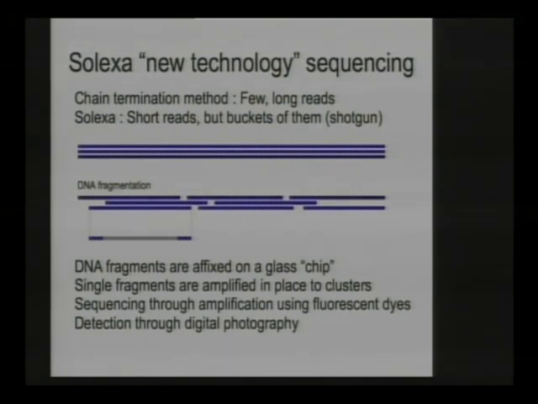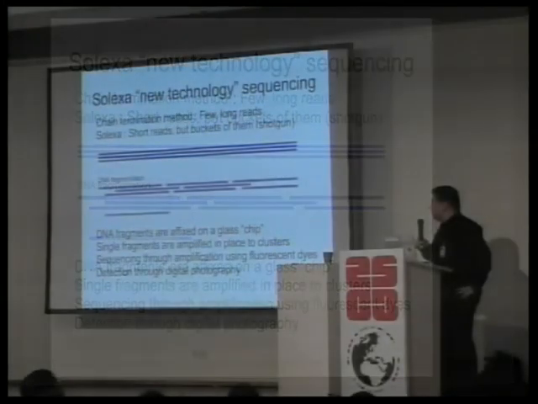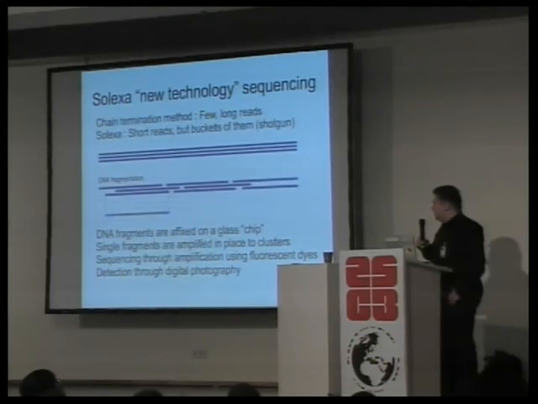And then they attach these fragments to glass chips. So millions and millions of these fragments now stick to the glass chip. And then they use a method called PCR to amplify this. So each single fragment becomes a cluster of thousands and thousands of copies of this special fragment.